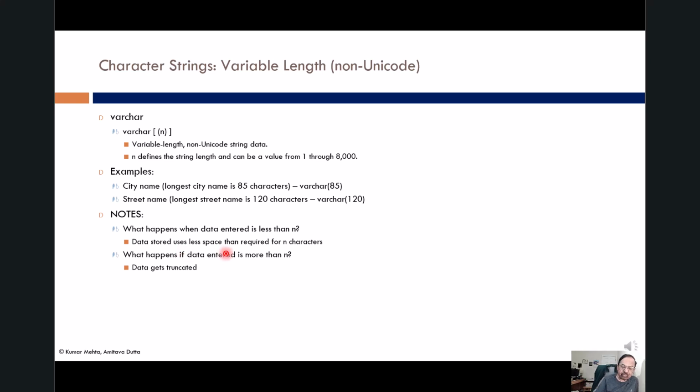However, if I enter a value that is more than n, so if I enter a city name that's more than 85 characters long, highly unlikely, but suppose there is such a city and I try to enter it, then anything after 85 characters will get chopped off, will get truncated. That's how the system will handle extra long inputs that I try to give.